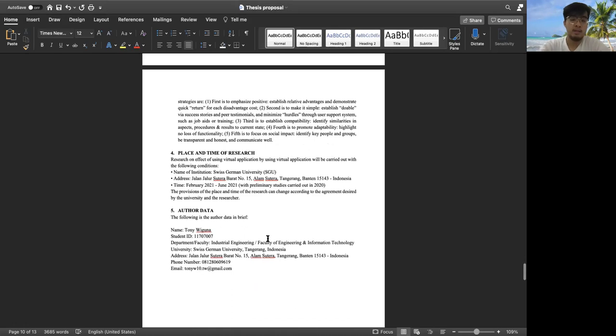And for this research, the place and time of research: research on the effect of using a virtual application will be carried out under the following conditions. The name of the institution is Swiss German University. The address is Jalan Jalur Sutra Barat, Alam Sutera, Tangerang, Banten, Indonesia. The time is from February 2021 to June 2021, with preliminary studies carried out in 2020. The provisions of the place and time of the research can change according to the agreement desired by the university and the researcher.